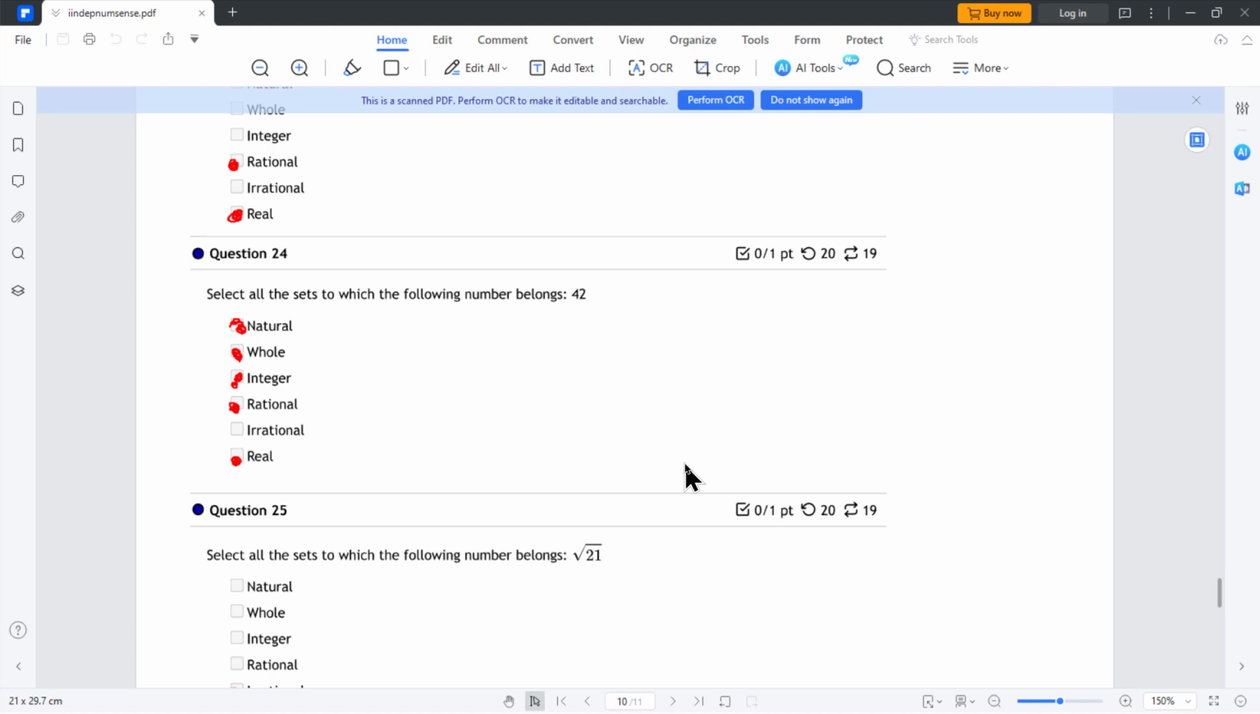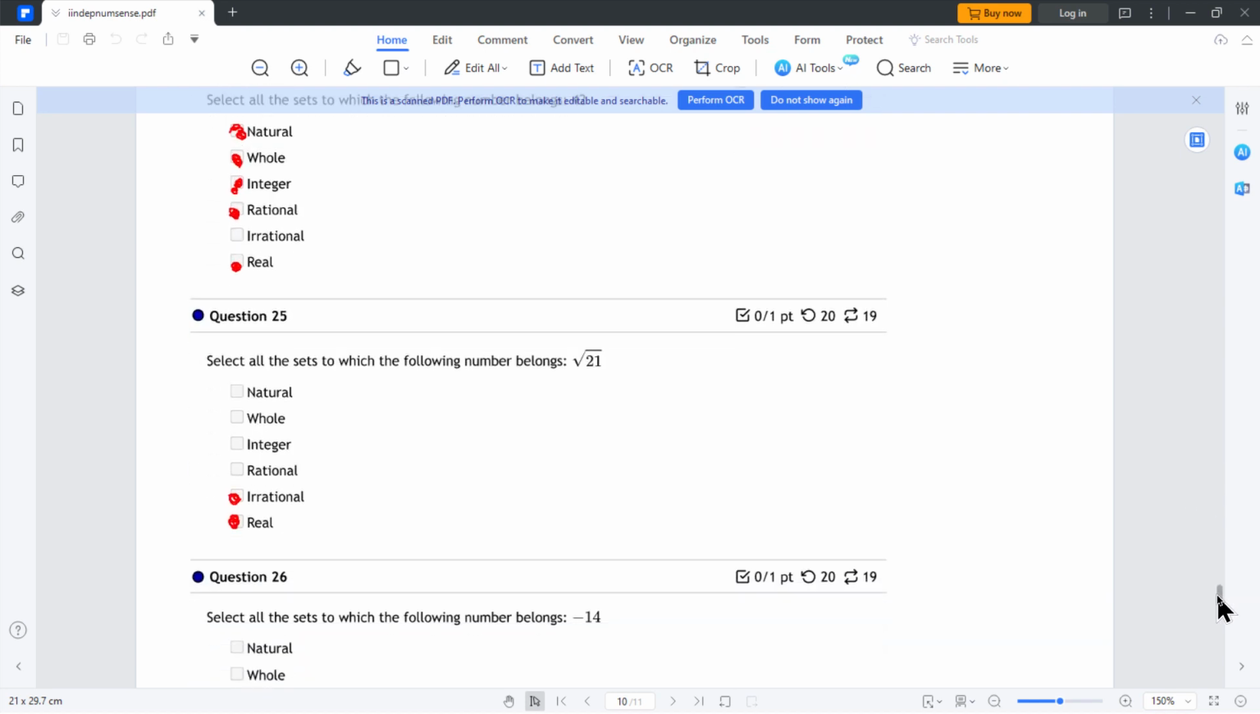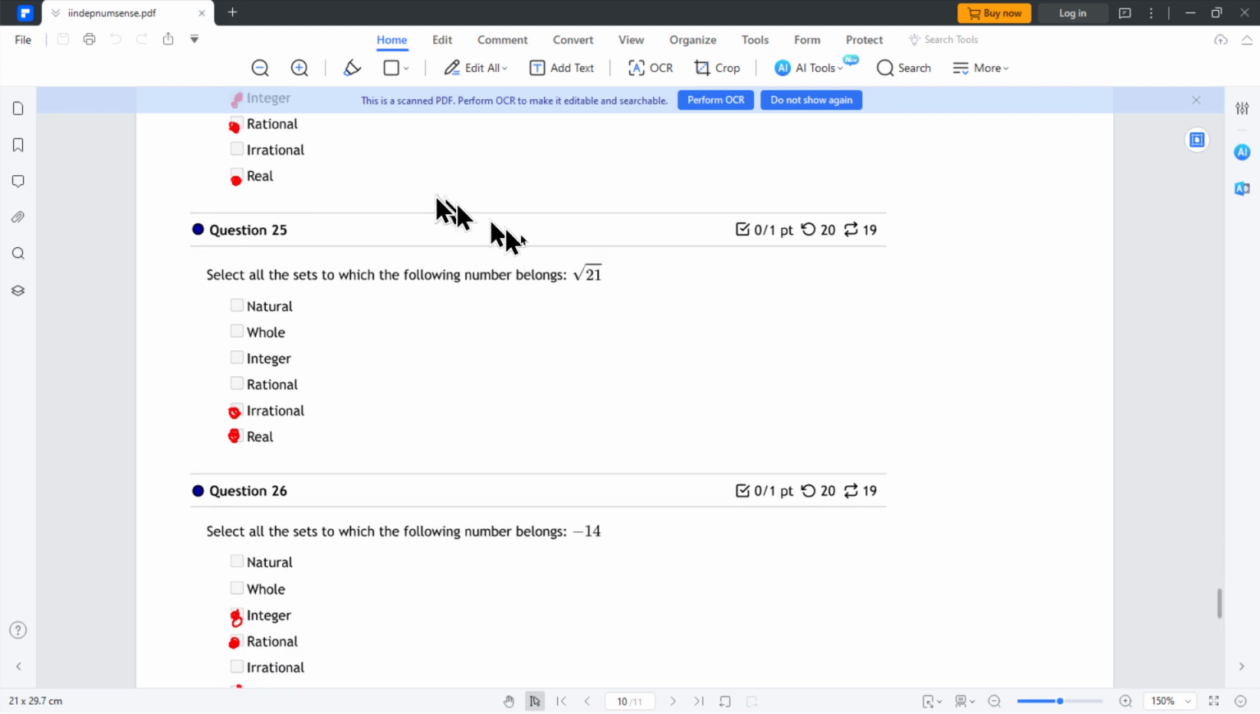Remember, we said real numbers are the set of numbers that can be written as a fraction and the numbers that cannot be written as a fraction. They compose the set of real numbers. In this one here, you have the square root of 21. It's going to be an irrational number because it can't be written as a fraction. And it is a real number.